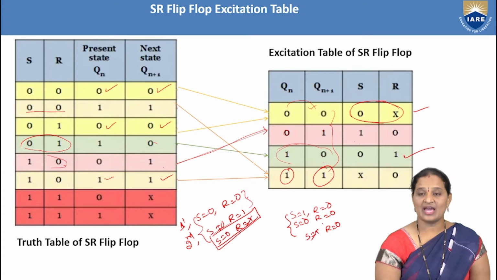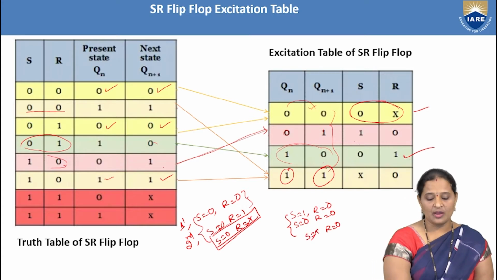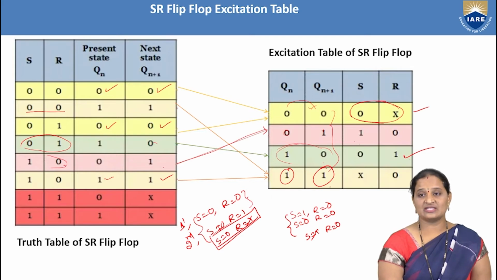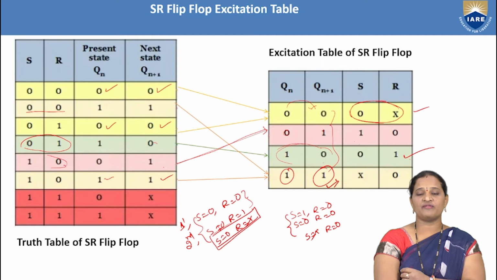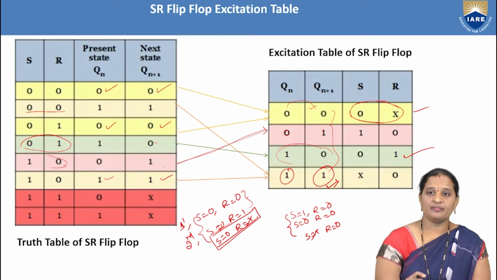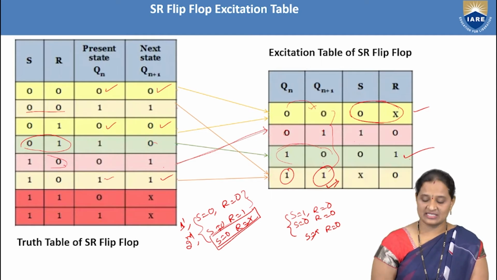So I am writing S as don't care. For present state 1, next state 1, the inputs that must be given to the flip-flop in order to achieve a transition from 1 to 1 are don't care, 0. S must be don't care, that means S must be either 0 or 1, whereas R must be a constant value equal to 0. Then we can get the transition of the flip-flop from present state 1 to the next state 1.